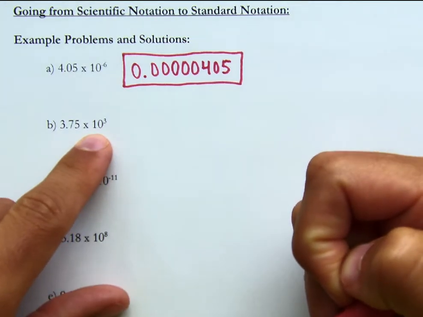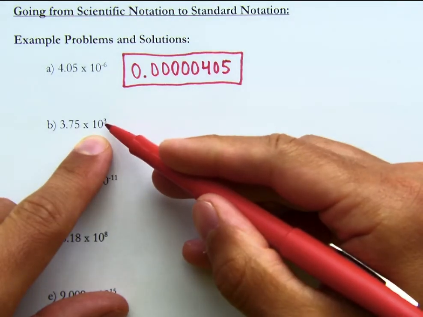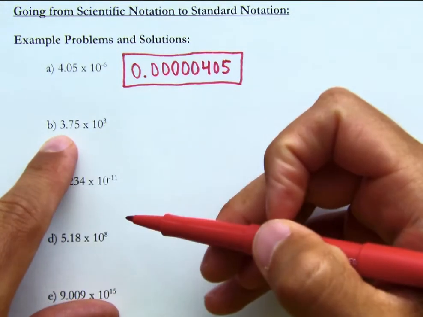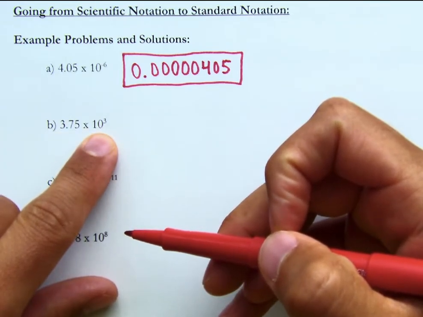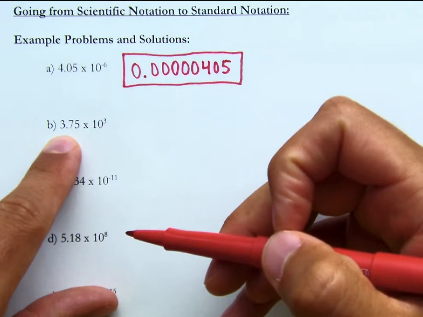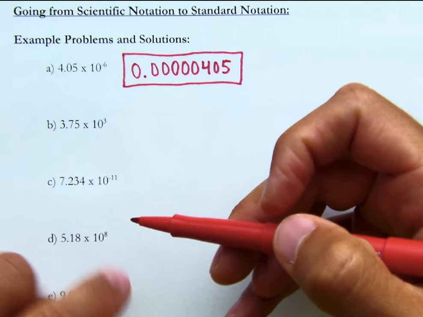This is a positive exponent. 10 to the 3 is 1,000. So if you take 3 times 1,000, you're going to get about 3,000. So this should be 3,750. Just looking at that quickly, you could probably do that math.